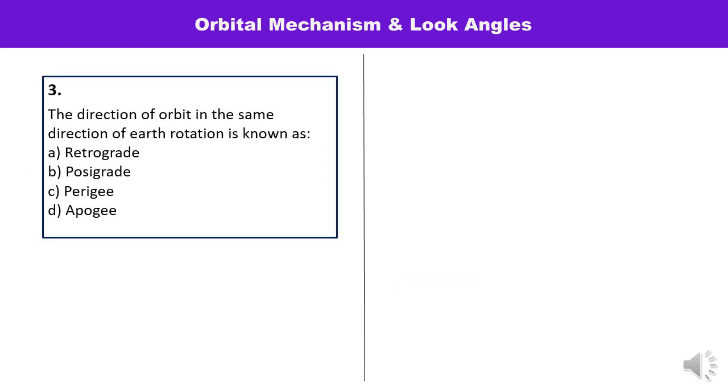Next question is, the direction of orbit in the same direction of Earth rotation is known as. The direction of satellite rotation, you know, may be either in the same direction as the Earth's rotation or opposite to that. So when it is in the same direction, it is known as posigrade. So B is the correct option.